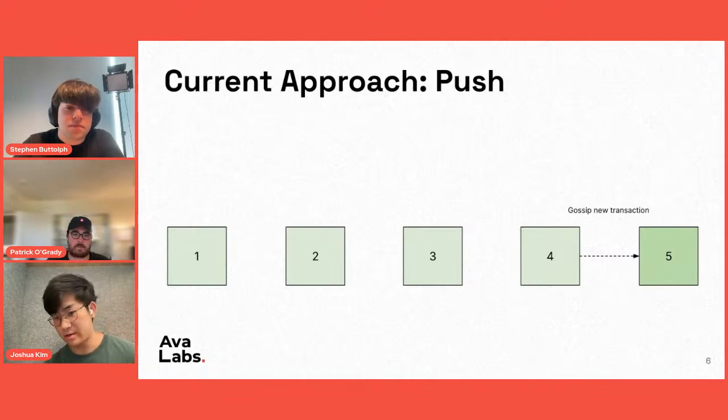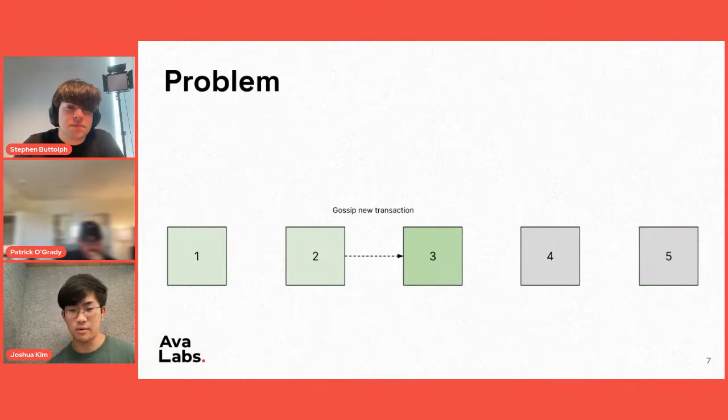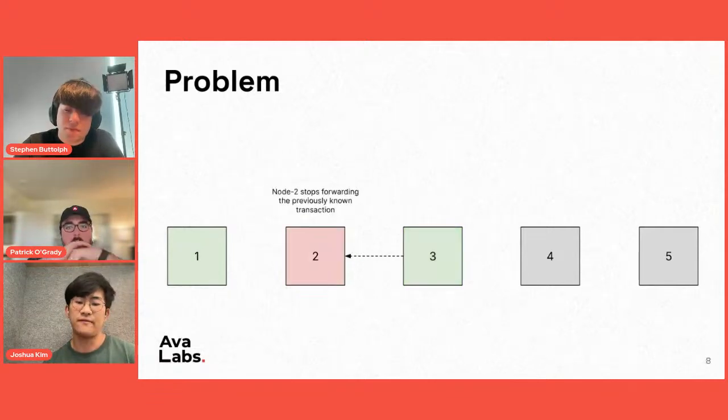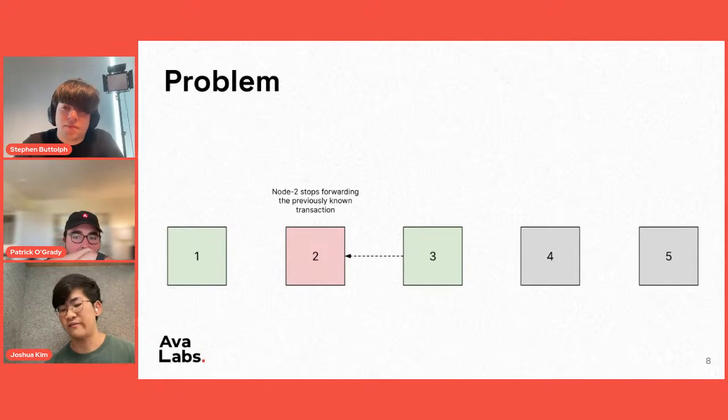This sounds great, but we have a problem where we don't gossip it to a node that already knows about it. So if we rewind some time and we have node 2 gossip to 3, if 3 sends it back to 2, this node won't forward the transaction anymore, because it already knows about this transaction. It perceives this as a transaction that it already knows about, and so it doesn't need to gossip it again.